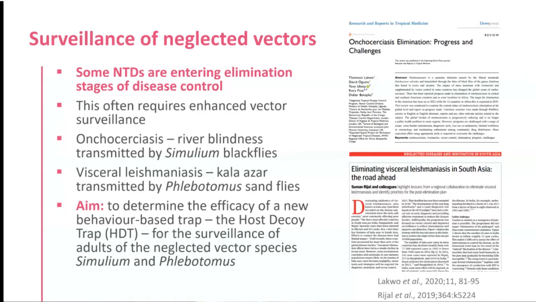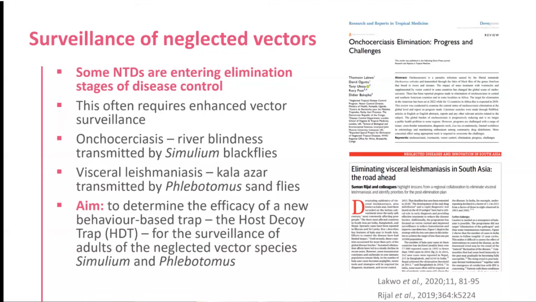So the successful interruption of transmission of diseases like onchocerciasis and leishmania, you need to show that there's an absence of parasites in the vectors as well as people. And that's probably one of the most sensitive measures for the interruption of transmission of these neglected tropical diseases.